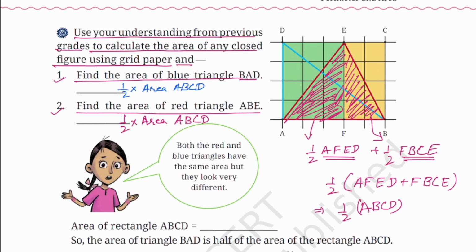In this way, you can say the area of the blue triangle is equal to the area of the red triangle. That is, the area of triangle BAD is equal to the area of triangle ABE. Both the red and blue triangles have the same area, but they look very different.